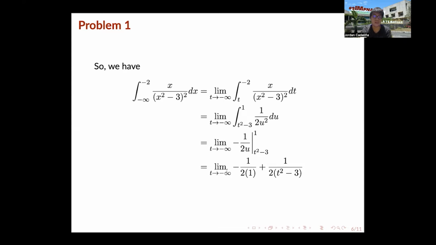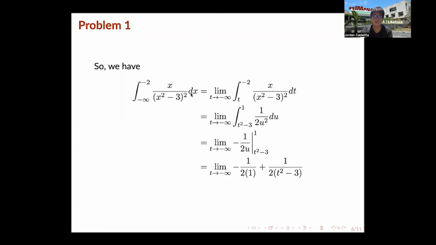So, bale, limit as t approaches negative infinity. Now, negative 1 over 2 times 1 plus 1 over 2 times itong t squared minus 3. So, notice na kapag in-evaluate mo itong negative infinity dito, magiging infinity na itong babang equation. And since under yan ng 1, magiging 0 na itong equation na ito.